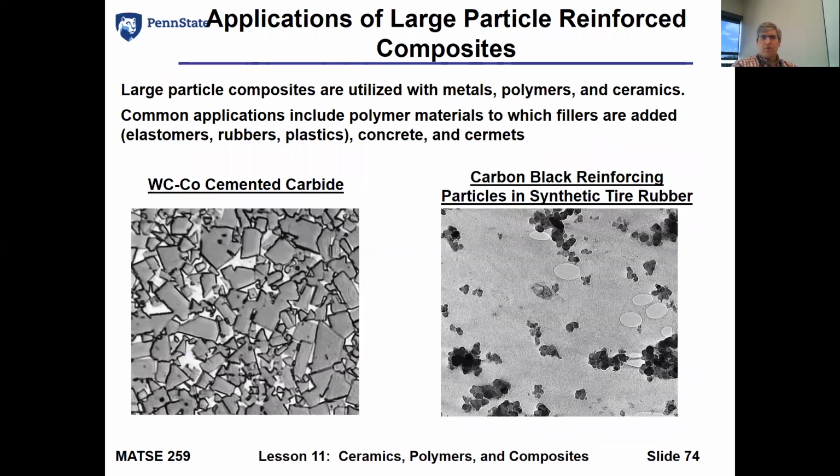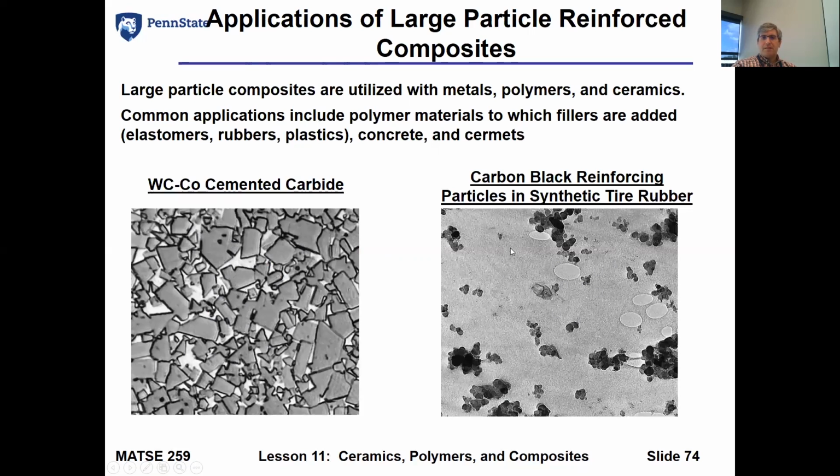So for large particle composites, we see the cemented carbides. What we would see in this is drill bits and different types of applications. So we have tungsten carbide particles in a cobalt matrix. This is something that has a very high hardness and very high wear resistance, something you would need for a drill bit to go through rocks.